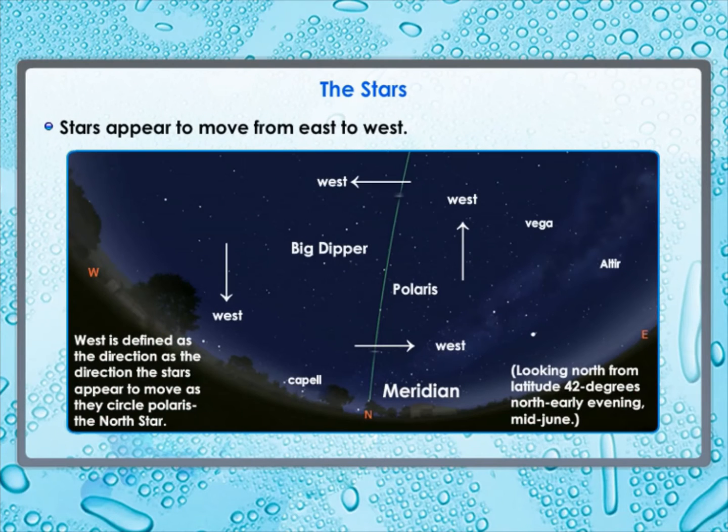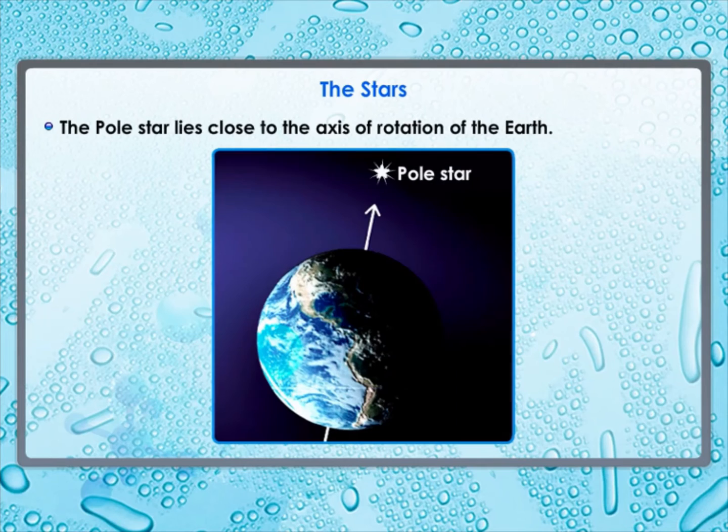We will find that the stars appear to move from east to west. A star which rises in the east in the evening sets in the west in the early morning. There is actually a star, the pole star, which is situated in the direction of the Earth's axis. It does not appear to move.